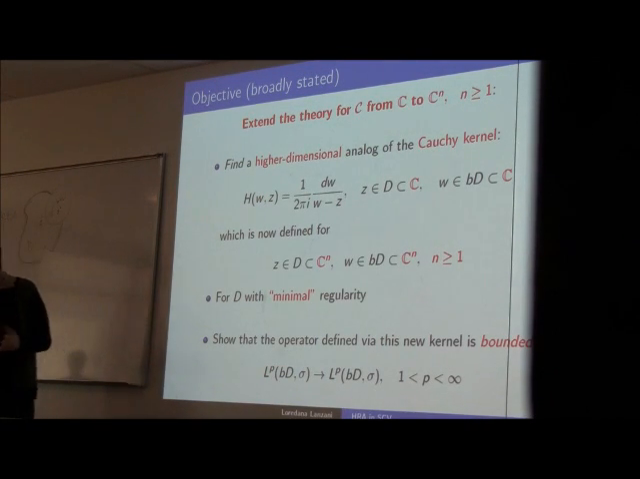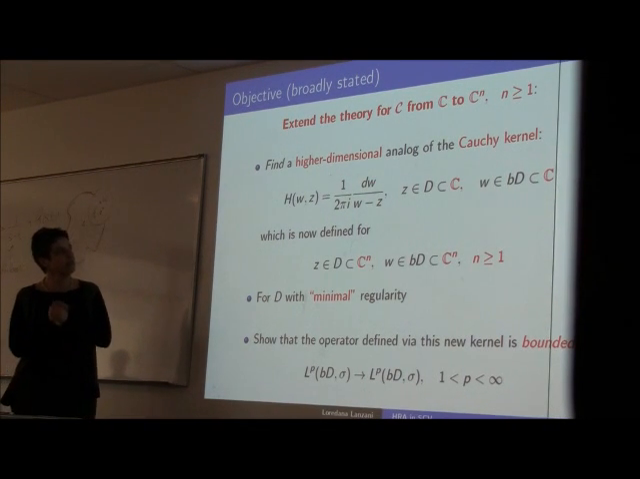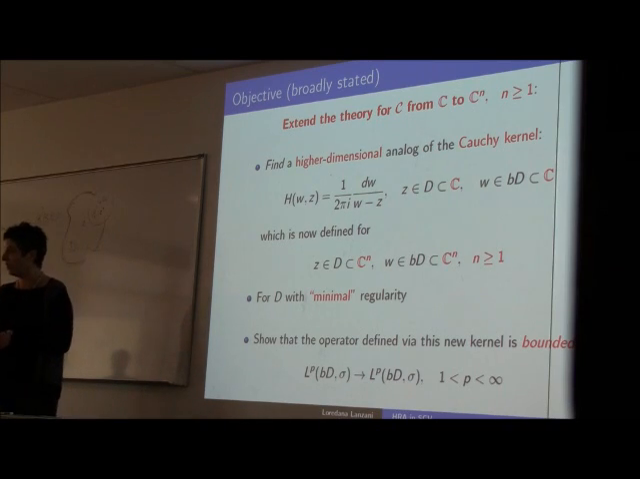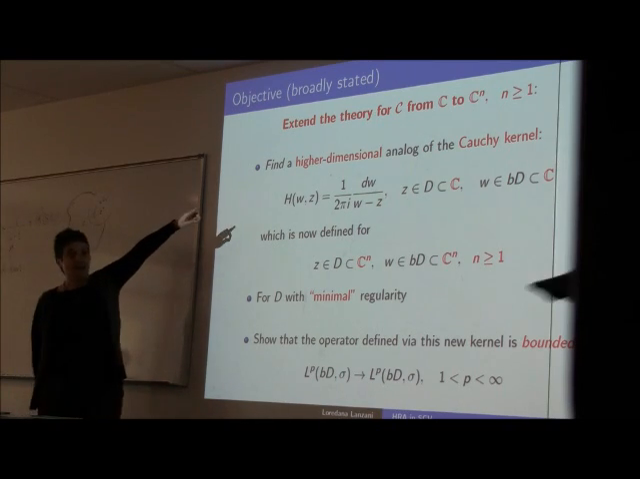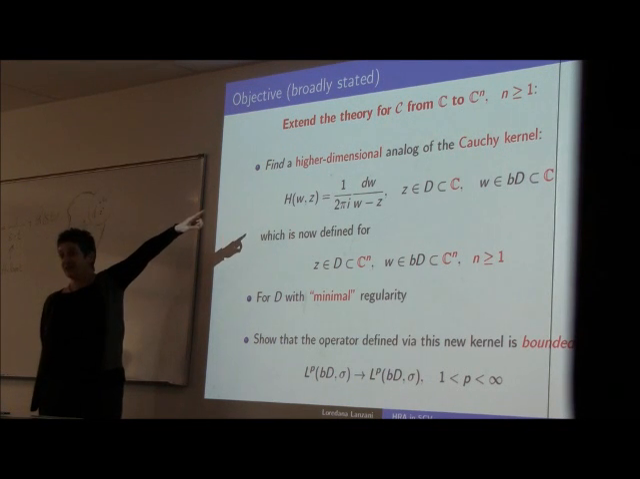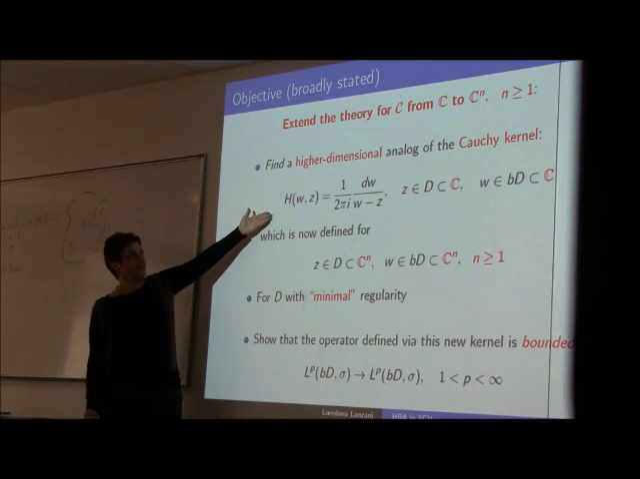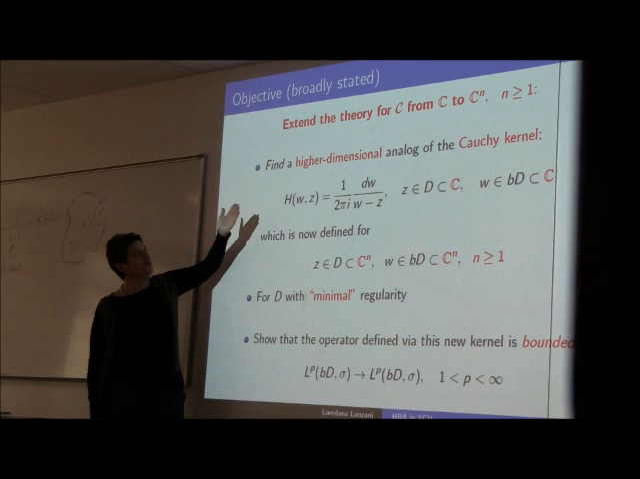So on the basis of all of this, we set it as our goal to see what can be done in order to extend the theory of the Cauchy integral for a Lipschitz curve from one dimension, from one complex dimension, the plane, to several dimensions, the Euclidean complex space Cn.